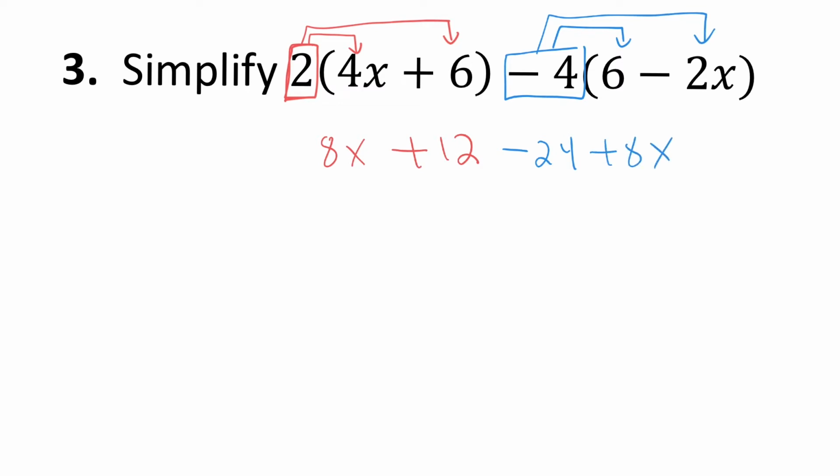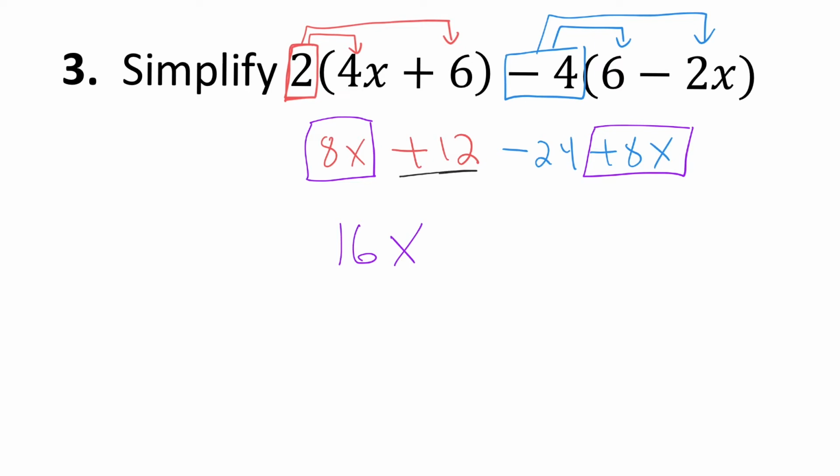Now you look at the values, the like terms. We do have 8x over here, and positive 8x. Yes, you can combine. They are like terms. 8 plus 8, they're all positives. So 8 plus 8 is 16x.